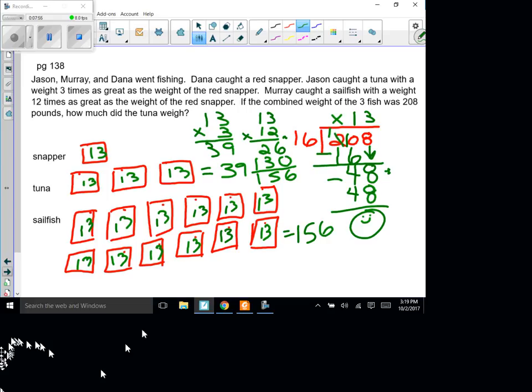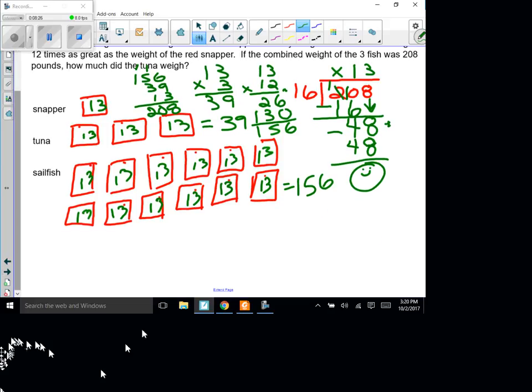So they want to know how much tuna weighs. You said 39 pounds. The snapper weighs 13 pounds. And then the sailfish weighs 156 pounds. If you add them all up, you should get 208. So 156, 39, 13. Let's try it. 12, 8, 18. Then we have 6, 9, 10. It equals 208. So that is correct. So, all right, there's the next one.